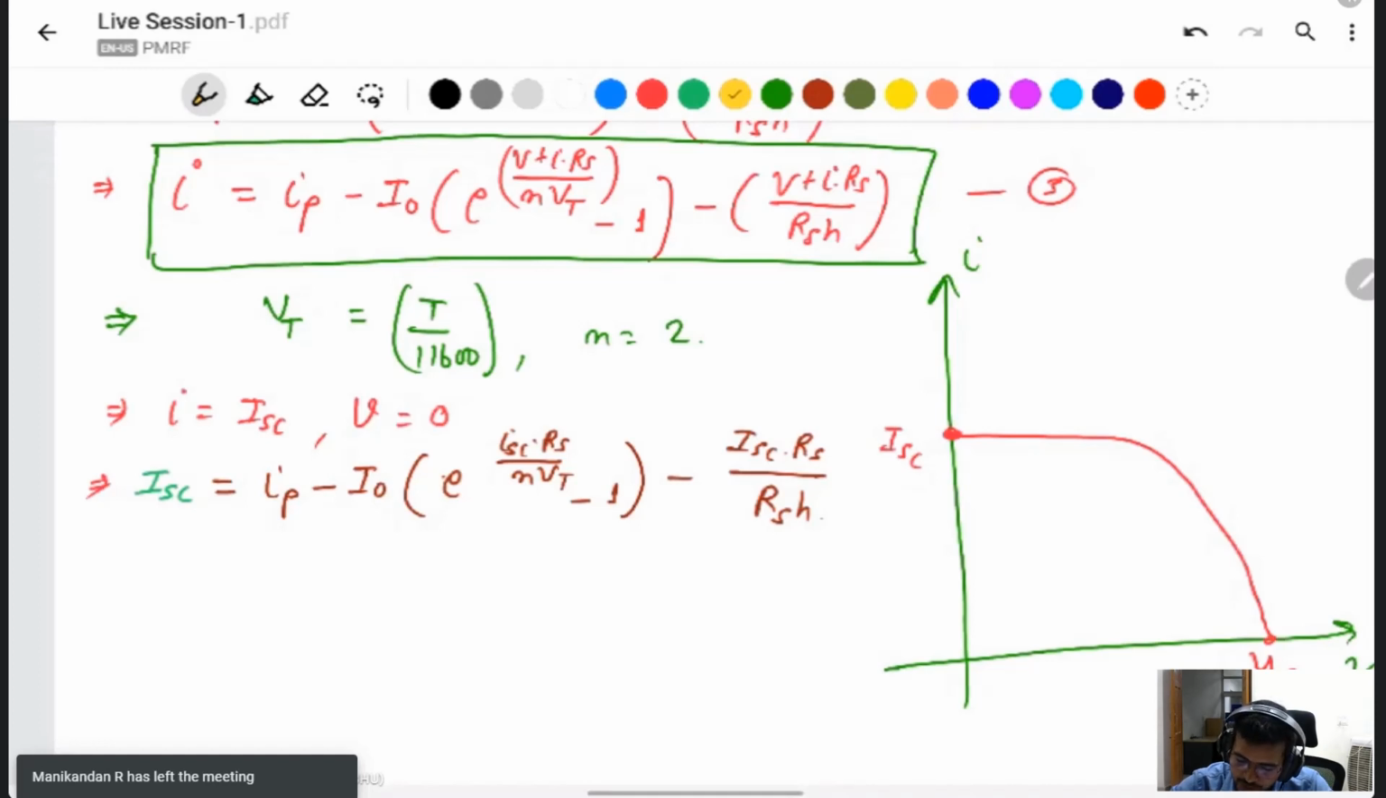In this equation, the series resistance is very small with respect to the shunt resistance. That's why you can neglect this term. And the same thing here.